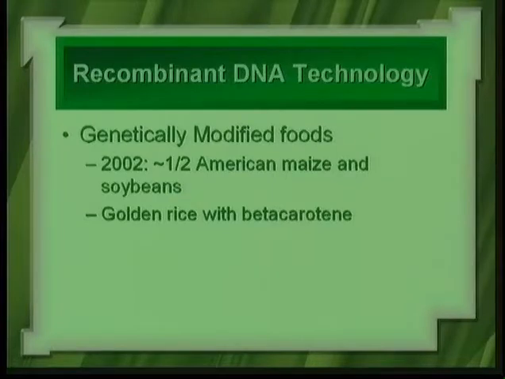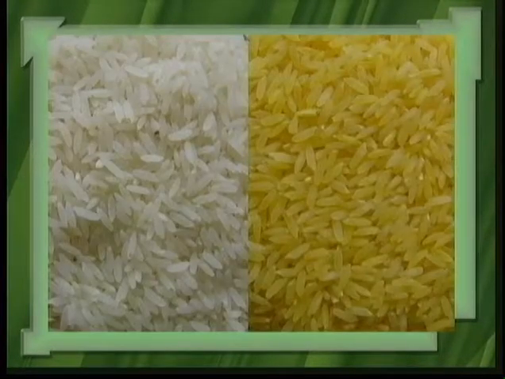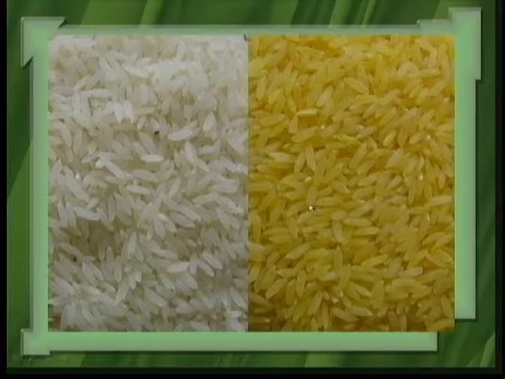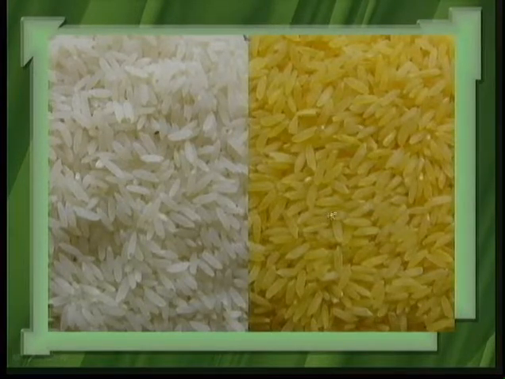Another kind of genetically modified food is called golden rice. Here we have white rice, and here we have golden rice. They've inserted genes in the rice plant to produce rice that has beta carotene.